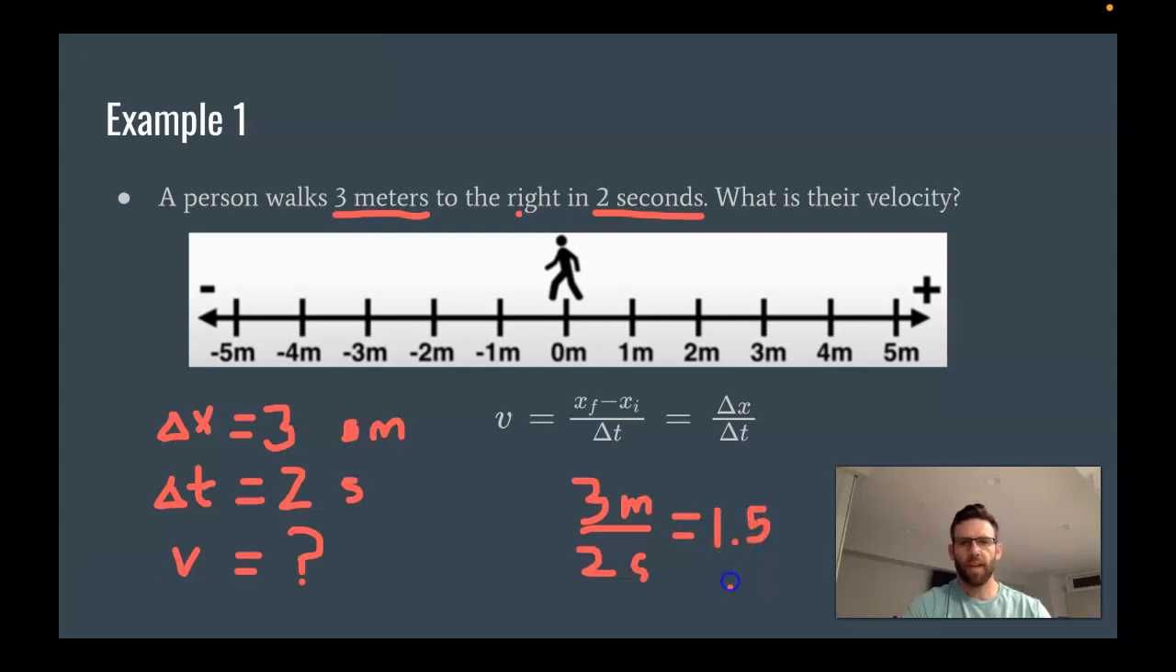And so you might see that my units for velocity are meters per second. I hope that makes sense when we look at what we just did here, because we have meters divided by seconds. And now on this side, I have 1.5 meters over seconds. So that's exactly how we get meters per second for velocity. It's from our units of displacement divided by our units of time.